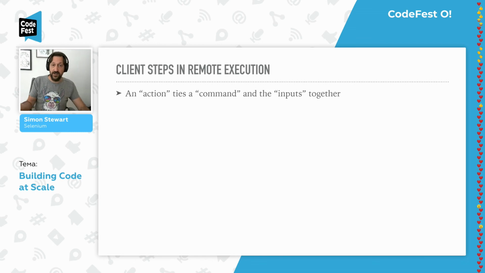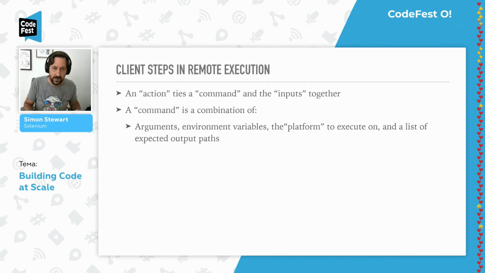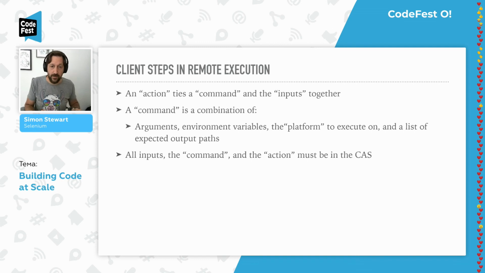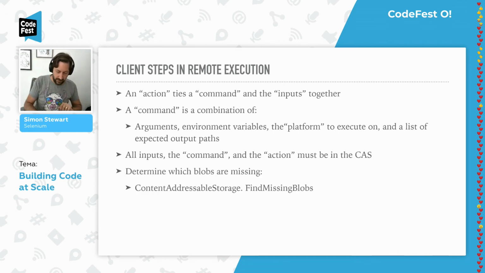So the client steps: what they do is an action ties together a command and all the inputs. A command is a combination of the arguments, environment variables, platform to execute on (Mac OS, Linux, Windows), and a list of expected output paths. So we know what output we ought to be generating. All inputs, the command, the action, must be in the cache, right? We need to put them in the storage area so that the workers can grab them later.